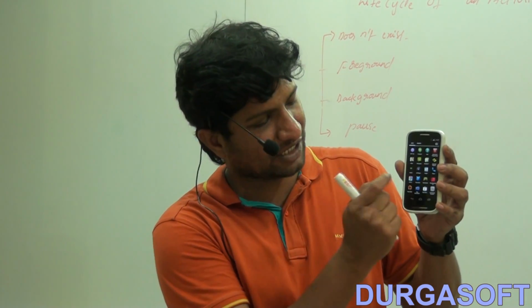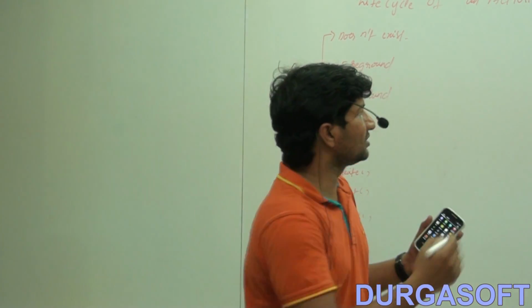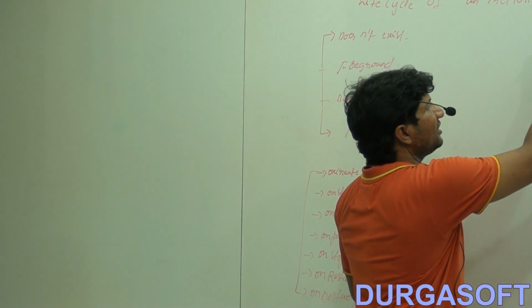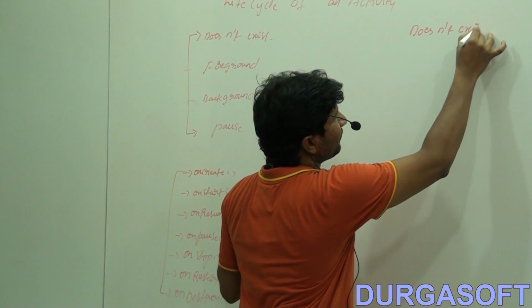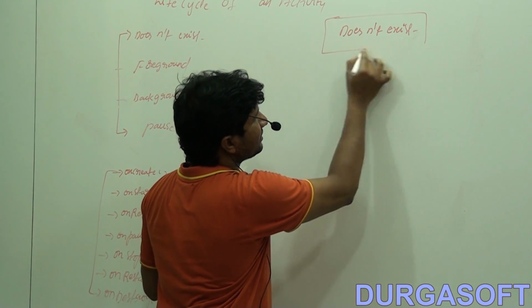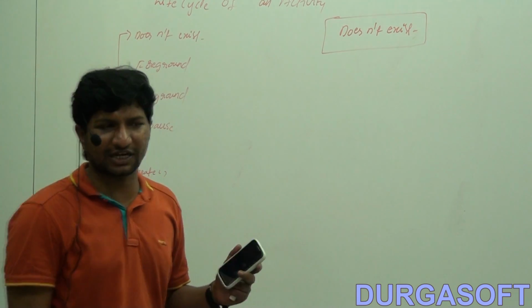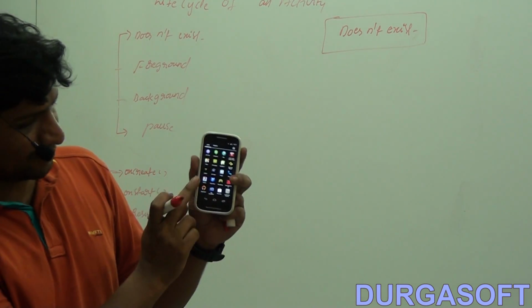The first state of an activity is the activity does not exist state, meaning the activity is not started now. The first state of an activity is the activity does not exist state. Let us take this application.